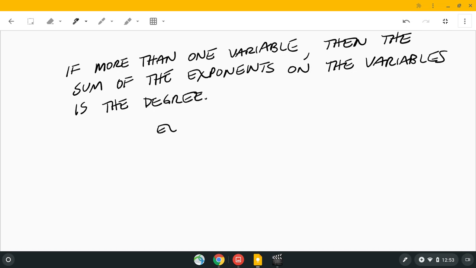Okay, so for example, if you have this 4x cubed y squared, then here the degree would be the sum of the exponents on the variables. So if this guy had an exponent, you wouldn't count it. So it's the ones that are on the variables. So here, 3 and 2. So the degree here would be 5.